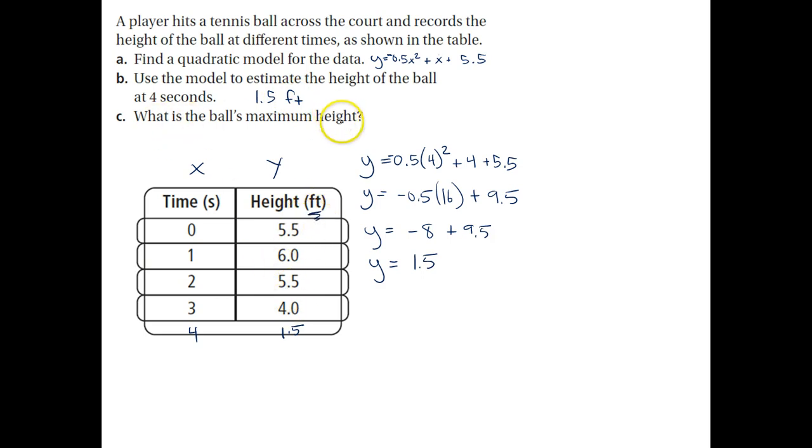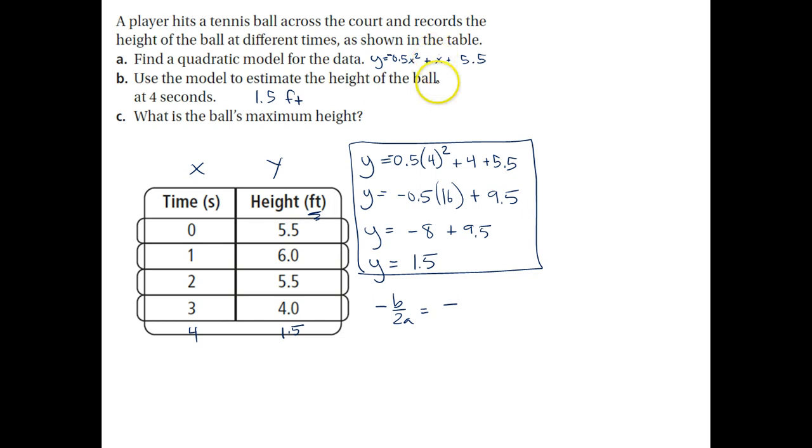And then what's the ball's maximum height? Well, the maximum height would occur at the vertex. So we can find the vertex by doing negative b over 2a. So that's negative, let's see, b is 1, over 2 times a, which is negative 0.5. So that's negative 1 over 2 times negative 0.5, which is negative 1. Negative 1 divided by negative 1 is 1. So our vertex has an x value of 1. We might also just say that h equals 1 here.